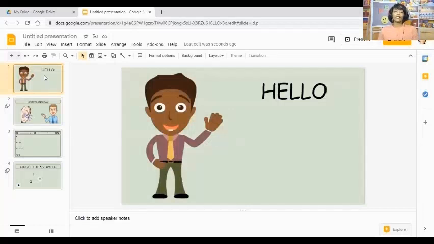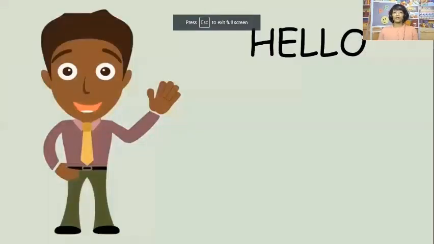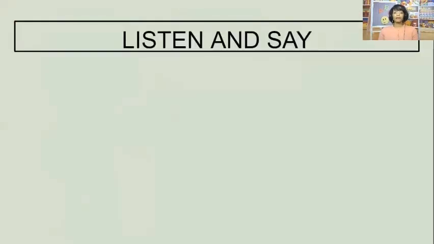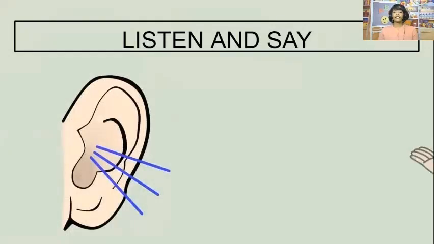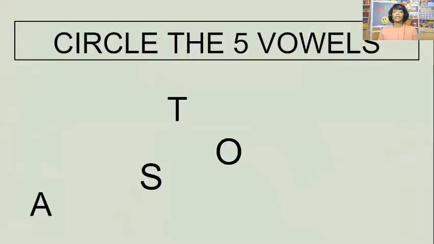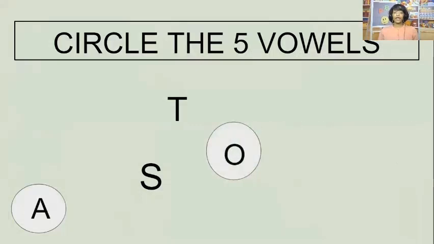So let's take a look at what our curriculum is looking like. We're going to go to the far right side of our slide and click the word present. And we're ready to present our curriculum. This is our first slide. We're going to click, listen, click, and say. Click again. We're ready for phonics. Click again. Circle the 5 vowels. What are the 5 vowels? A, click, O, click. And that is how I created my curriculum for my students.